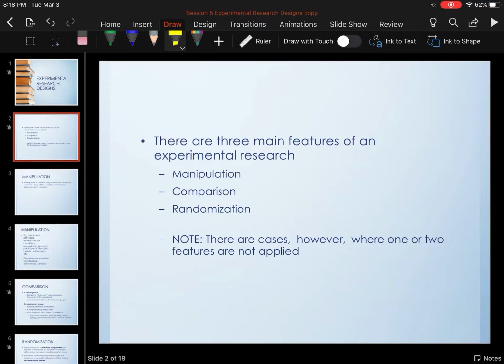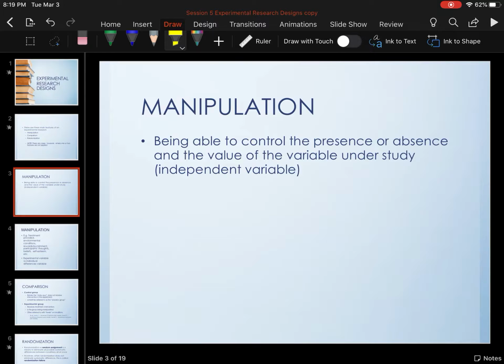But for starters, let's remember that when we talk about experimental research, there are three main features, and these are manipulation, comparison, and randomization. Take note, however, that in some cases, there are experimental research designs that do not have all three, and we'll take a look at them further. But now, let's focus on the first feature, which is manipulation.